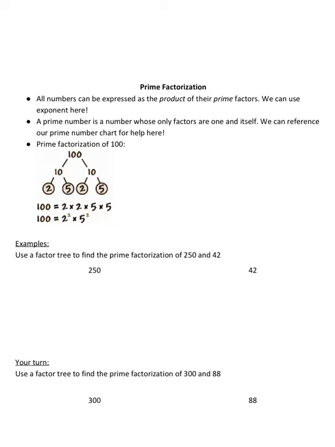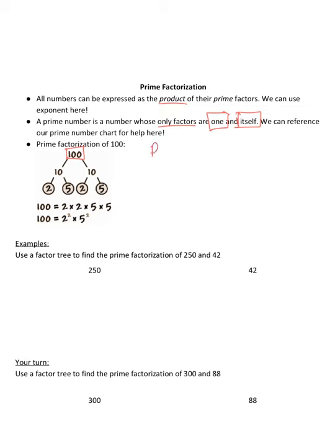Today we're going to talk about prime factorization. All numbers can be expressed as the product of their prime factors. So we can use the exponent here. We're going to have an exponent number, and then we're going to learn how to factor them until you see all prime numbers. So it's called prime factorization. A prime number is a number whose only factors are 1 and itself, and we can reference our prime number chart for help.